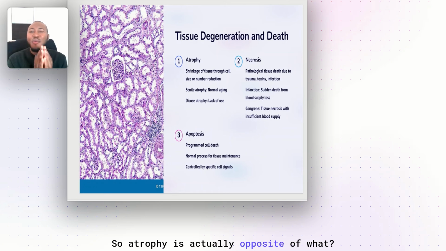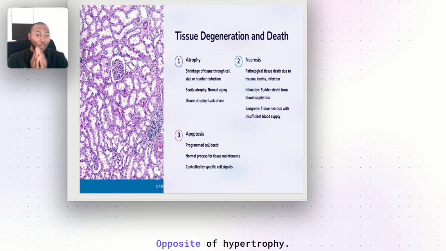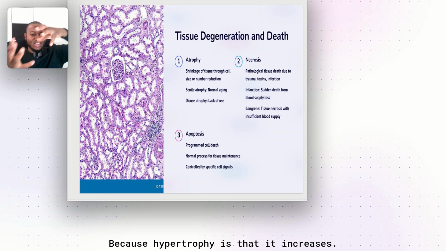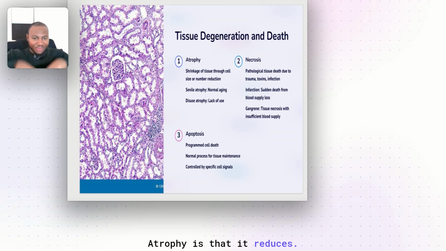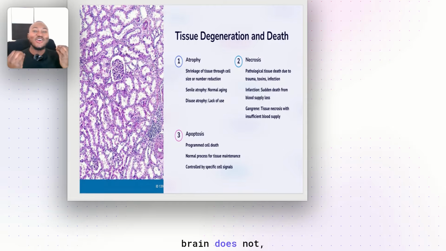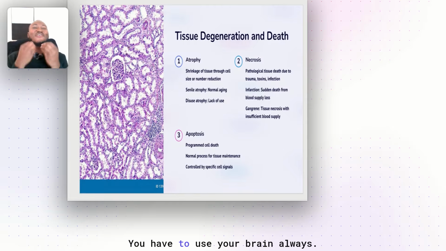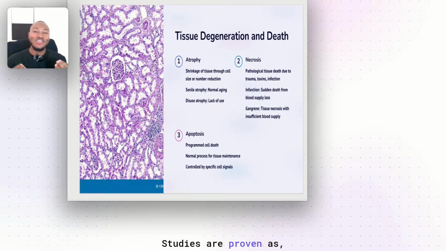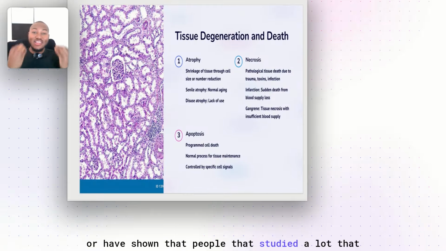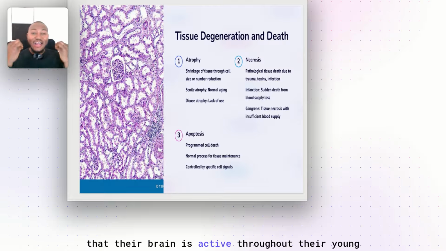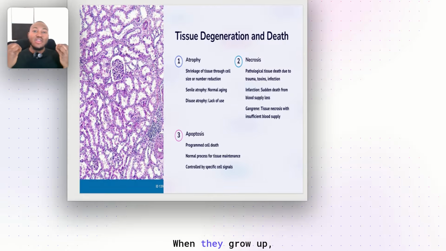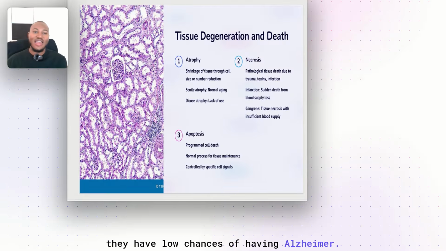So atrophy is actually the opposite of what? Opposite of hypertrophy. Because hypertrophy is that it increases, atrophy is that it reduces. All right? So we have senile atrophy, normal in aging, and disuse atrophy when you don't use. That's why you have to use your brain so that it does not atrophy. Studies have shown that people who study a lot and keep their brain active throughout their young age have low chances of having Alzheimer's when they grow up.